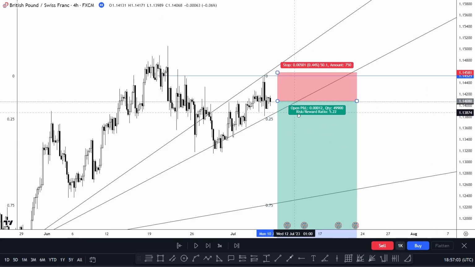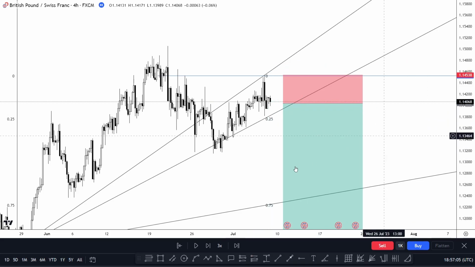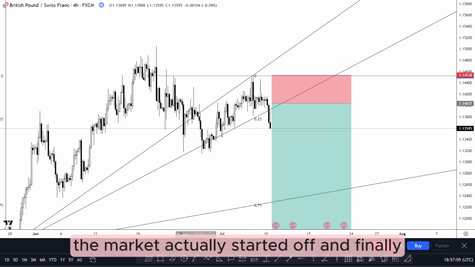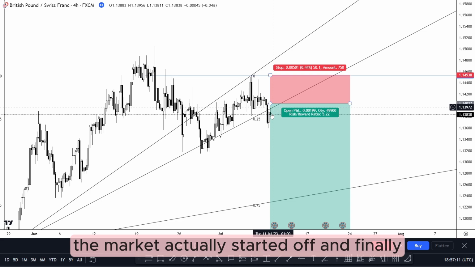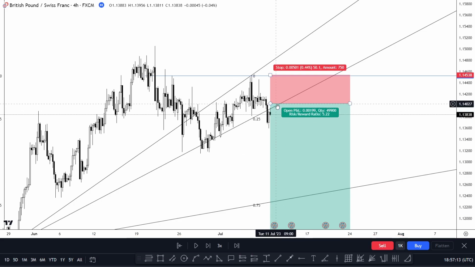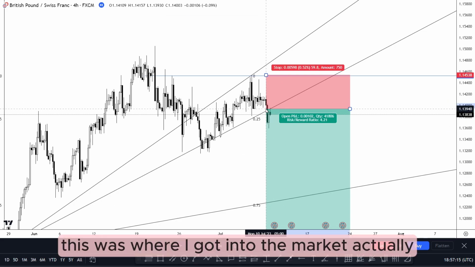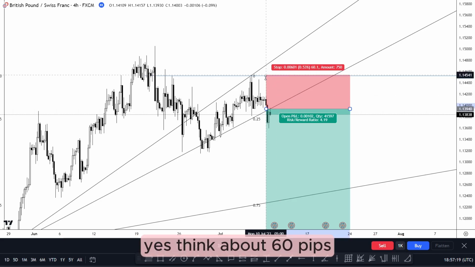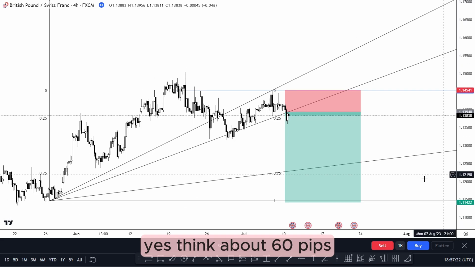Let me play it a little bit. The market actually started off, and finally had my break, and then a retest happening immediately. This was where I got into the market actually. Yes, I think it was 60 pips.